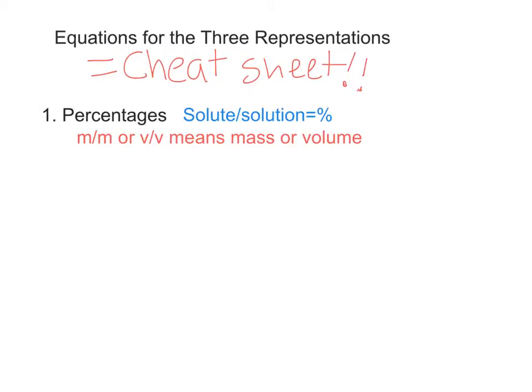Now this slide is slide number 4, and it's going to be really important for you when you go to solve concentration problems. It's really going to be like your cheat sheet for the 3 representations that I talked about on the previous slide. So the first representation that we talked about was percent. So percentages. In blue here, that's the equation. Solute divided by solution equals the percentage.